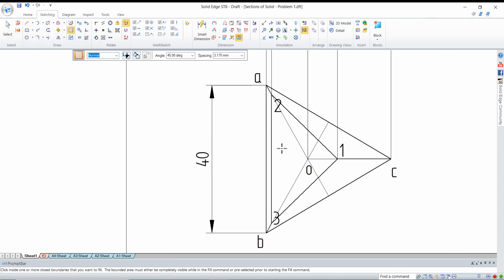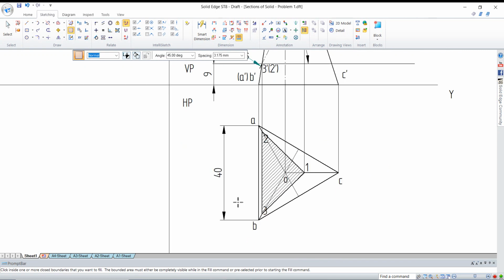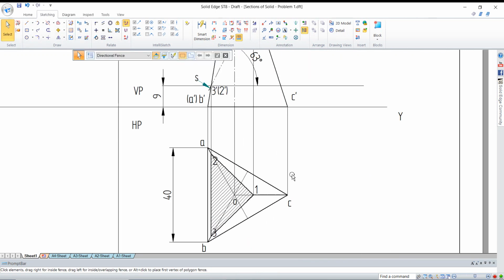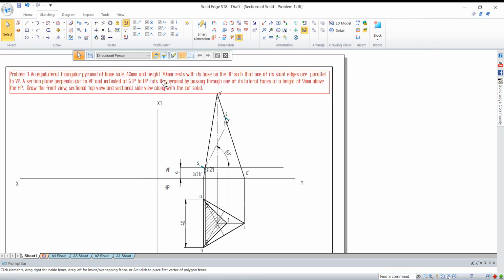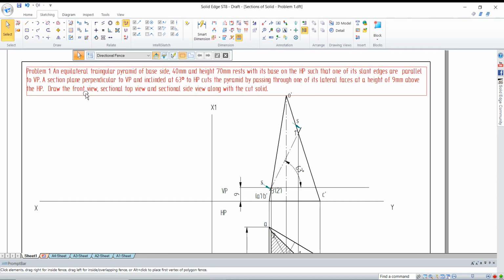You can hatch this part using the hatch command, or you have the fill command here. You can use the fill command and fill this part. So this is the triangle in the sectional top view. After cutting, this is how the sectional top view is visible.